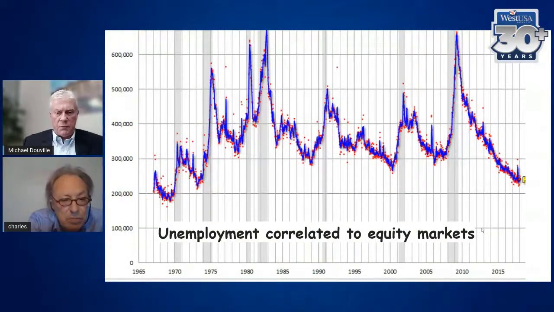So, it's very helpful. Now this is also another chart that we don't see an awful lot. So thank you very much for sending these charts. This is unemployment correlated to the equity markets. And Charles, you go ahead and explain what your thoughts are on this.